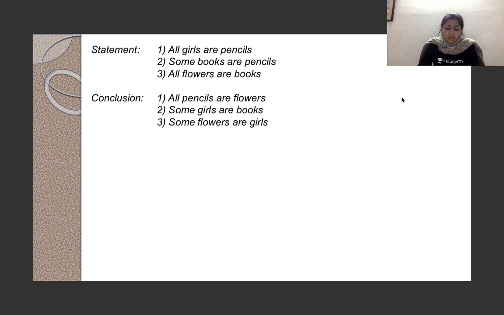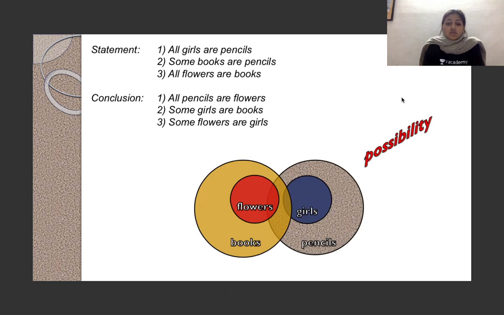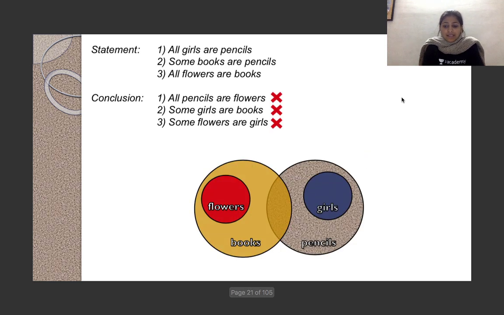2 and 3, none follows. Okay, so everybody has said none follows. Let's see. All girls are pencils. Some books are pencils. All flowers are books. So the diagram will actually look like this.